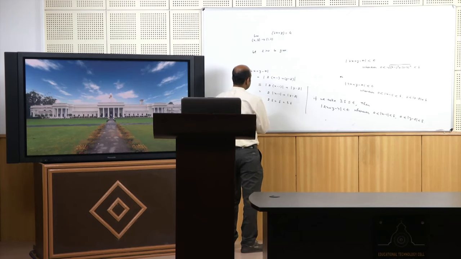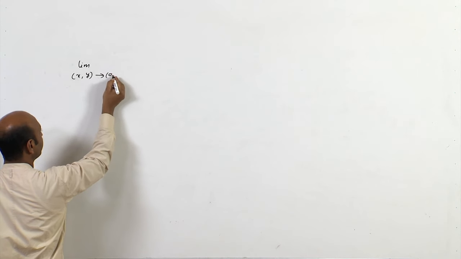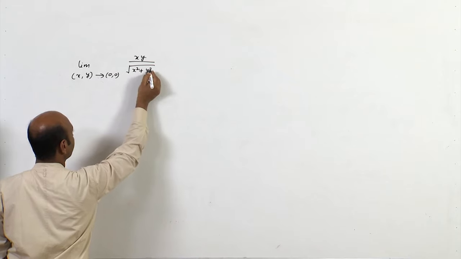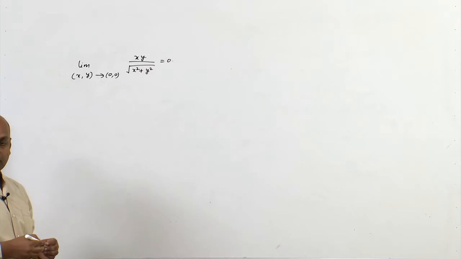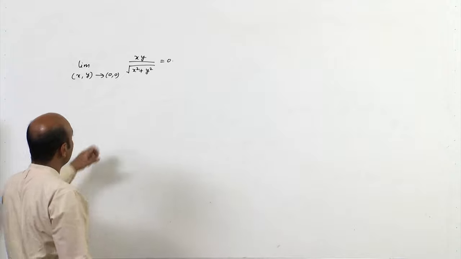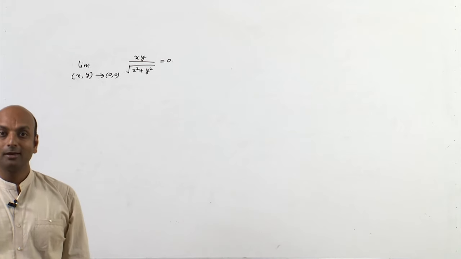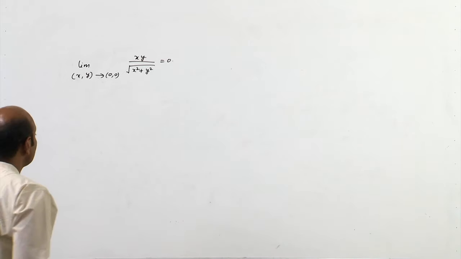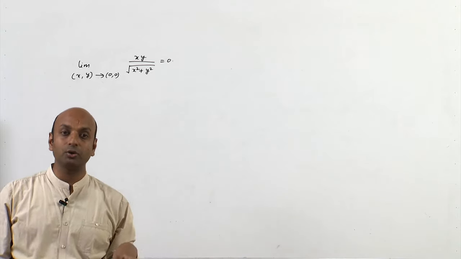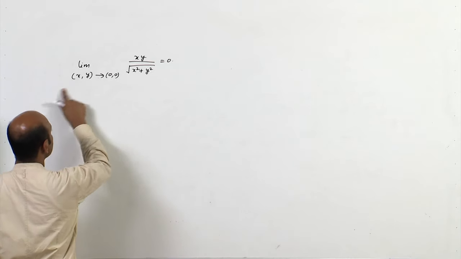Okay. So, the next example: now let us discuss this example. Here it is basically a 0 by 0 form, so it is very difficult to say whether this limit exists or not. Again, if this limit exists, we have to show this by the delta epsilon definition. That means we have to show the existence of delta corresponding to every epsilon greater than 0. So, how can we proceed? We suppose this limit exists and we have to show the existence of this limit.